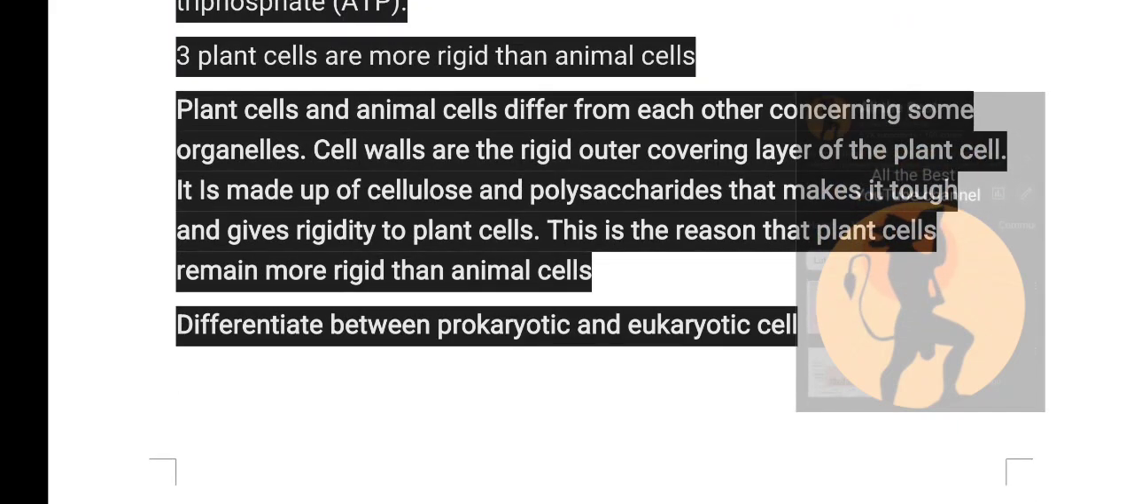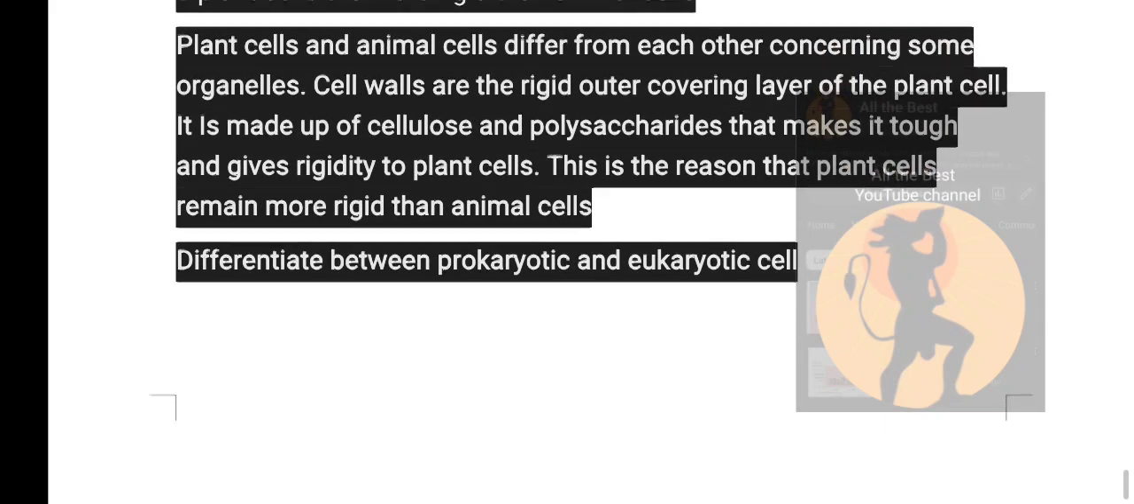So next, plant cells are more rigid than animal cells, explain. So plant cells and animal cells differ from each other concerning some organelles. So the cell wall is the rigid outer covering layer of the plant cell. So it is made up of cellulose and polysaccharides that make it really tough. And it gives rigidity to the plants, means it strengthens the plant cells. So this is the reason that plant cells remain more rigid than animal cells.